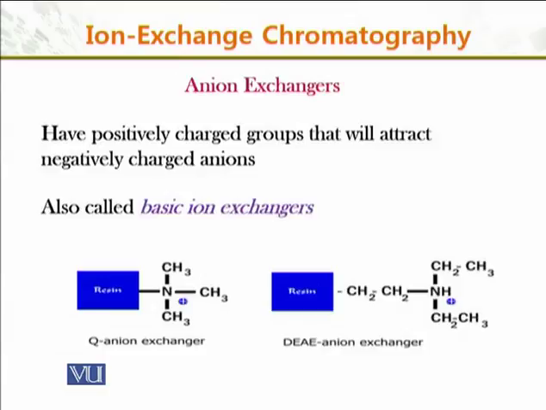Similarly, positively charged groups will attract negatively charged anions, and that is also called a basic ion exchanger. Here again, a different type of anion exchanger group is attached to the resin. For example, the DEAE anion exchanger can be attached to the resin, and it will behave as a basic ion exchanger, where it will attract the negatively charged anions and do the separation.